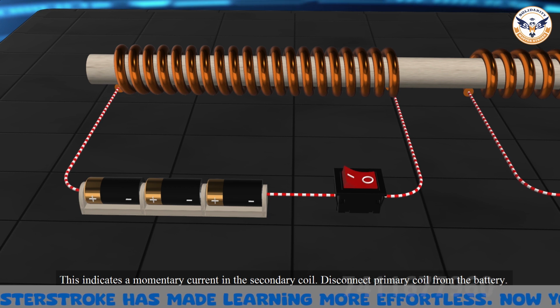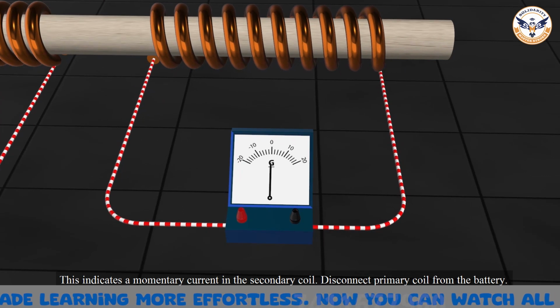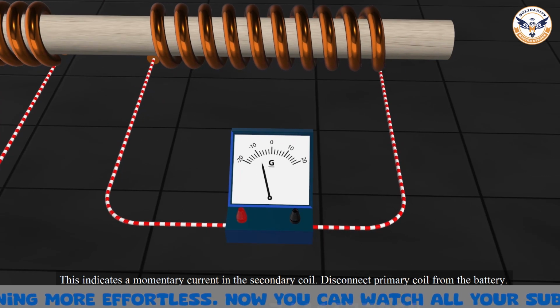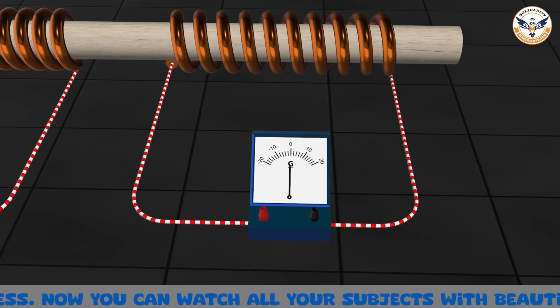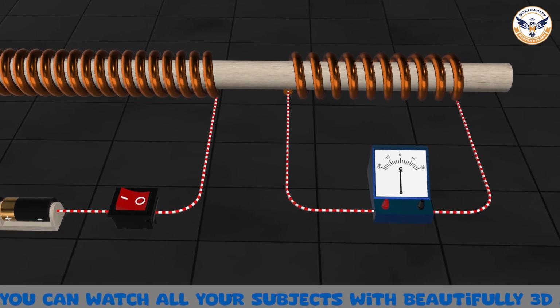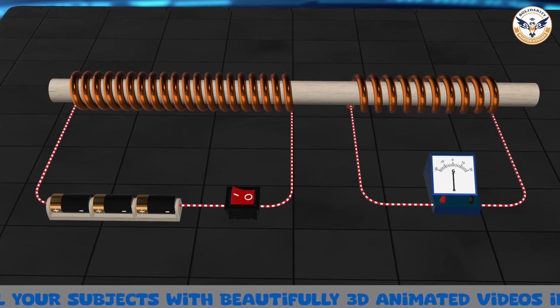Disconnect primary coil from the battery. We can observe that the needle momentarily moves, but to the opposite side. It means that now the current flows in the opposite direction in secondary coil.